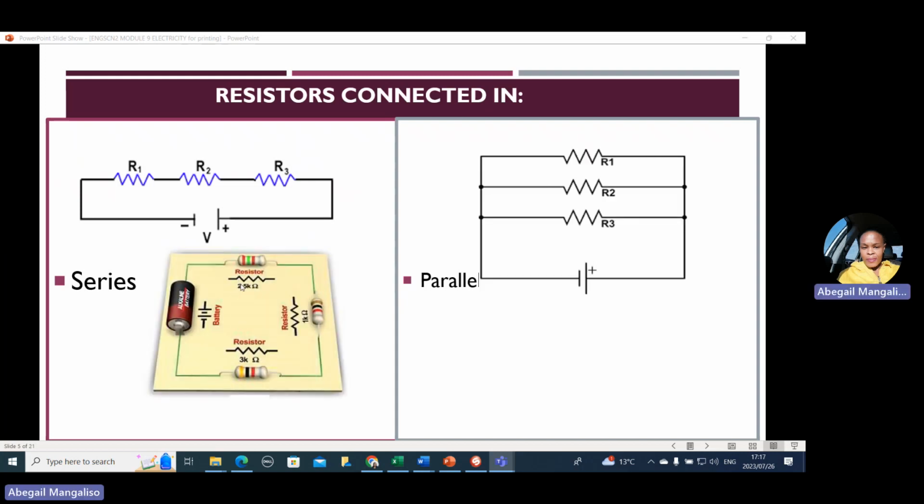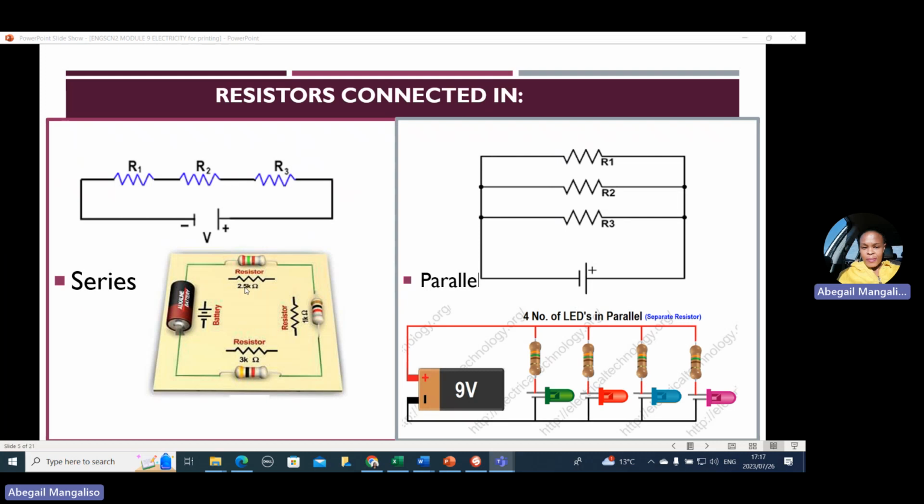So the calculation will be based on circuits that are connected in series, circuits that are connected in parallel, and the combination of the two. On the left-hand side, the resistors are connected in series. On the right-hand side, the resistors are connected in parallel to the cell. The cell is what we call a battery. It is called a cell, but when you see more than one, it's called a battery. This diagram is a series connection, and the second one is a parallel.